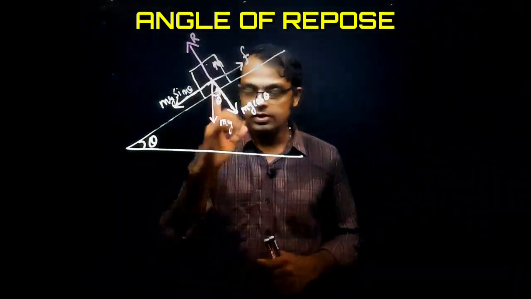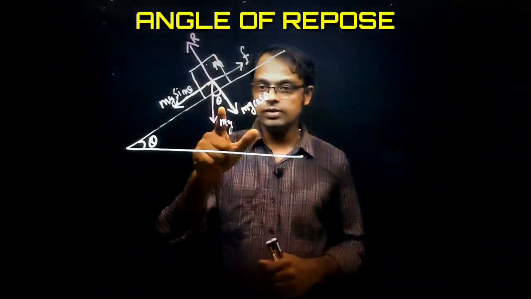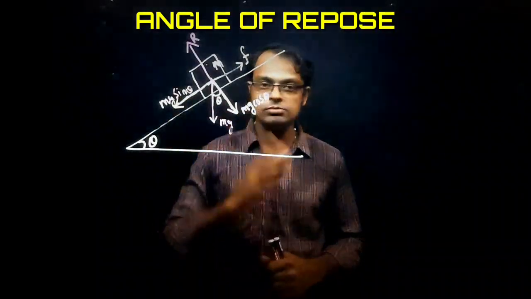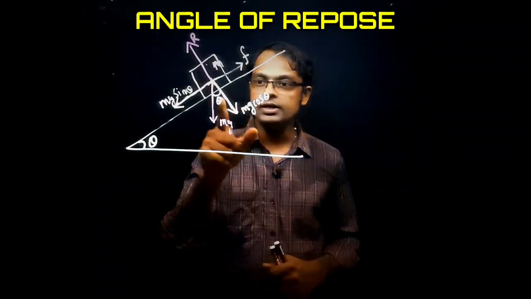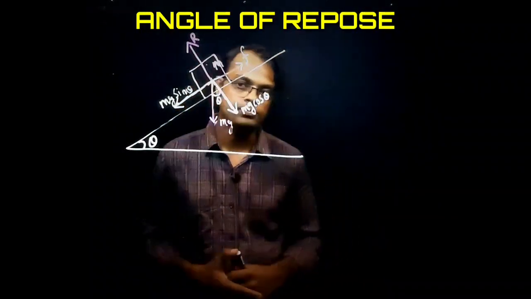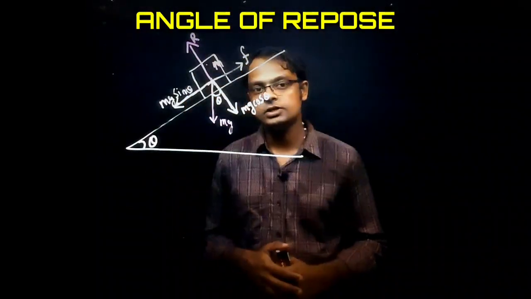And this is mg vertically acting downward. It is divided into two components, mg cos theta and mg sin theta. So what is the opposite of mg cos theta? That is the normal reaction force.